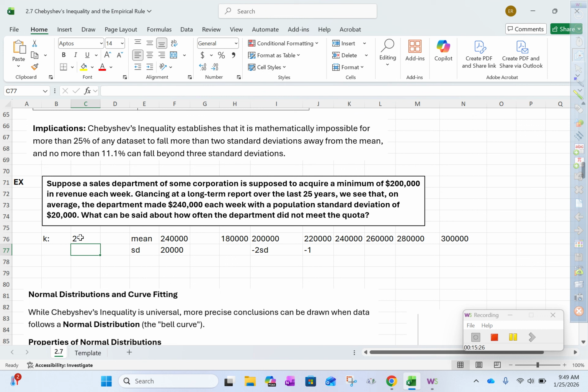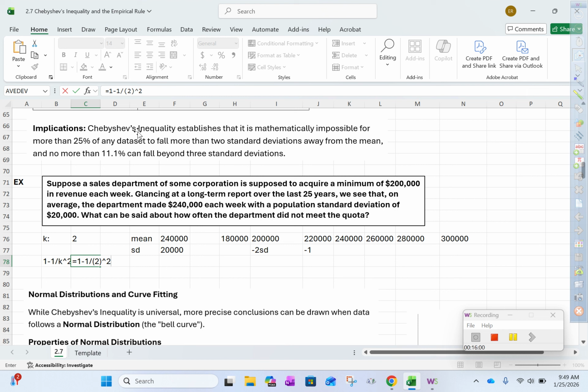That allows us to calculate, using Chebyshev's inequality, what our proportion would be. Remember, the formula for this is 1 minus 1 over K squared. That will be on your formula sheet. You don't have to remember that. So we're going to calculate it just using Excel. Equals 1 minus 1 over, then we're going to take our number 2 and square it.